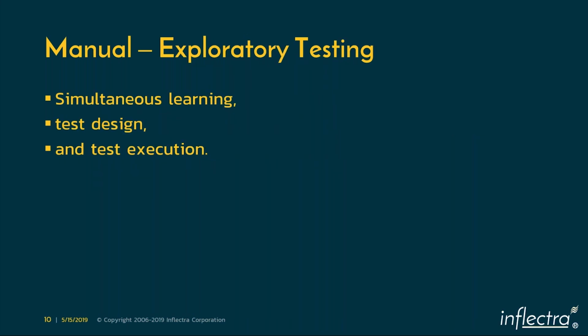On the other side of the scale, there is exploratory testing. This is the second type of manual testing. The shortest definition of it is simultaneous learning, test design, and test execution.